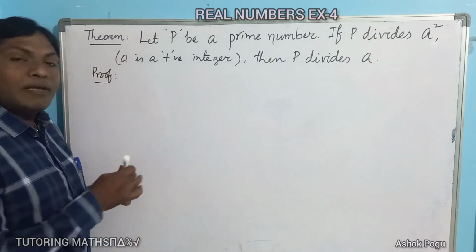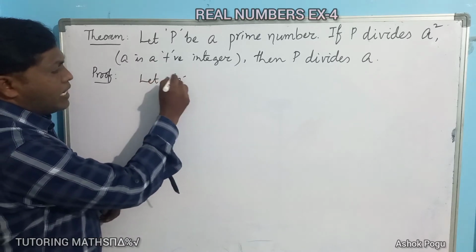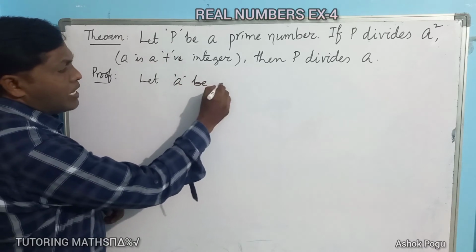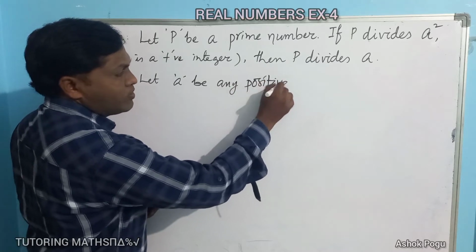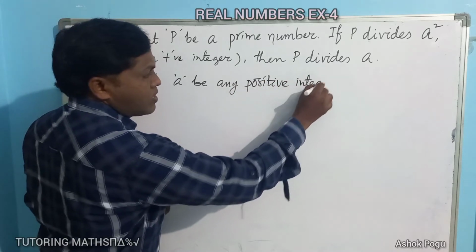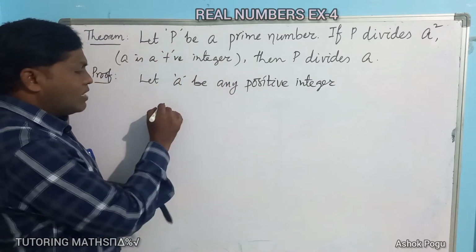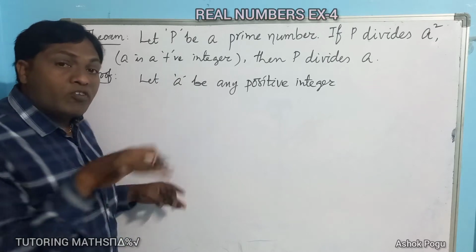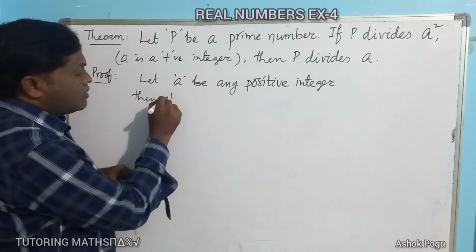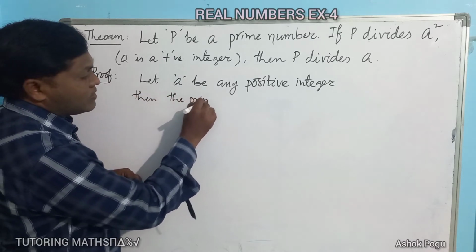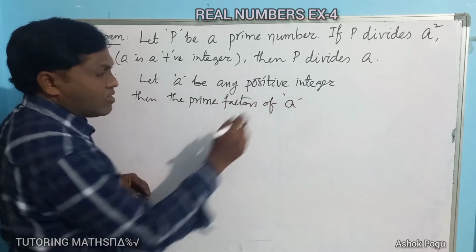Let us see. In the proof, let a be any positive integer. Means if it is a positive integer, then what would be the prime factors of a?